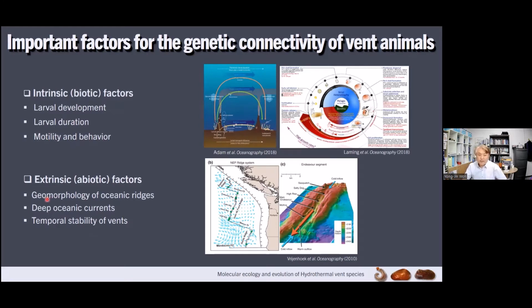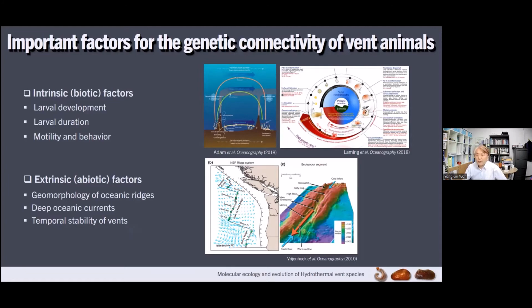And also the extrinsic or abiotic factors like the geomorphology of the oceanic ridge and deep oceanic currents, as shown here in one of the figures, and temporal stability of vents. In other words, the spatial and temporal presence or absence of vent activity along this area would influence the vent organisms.